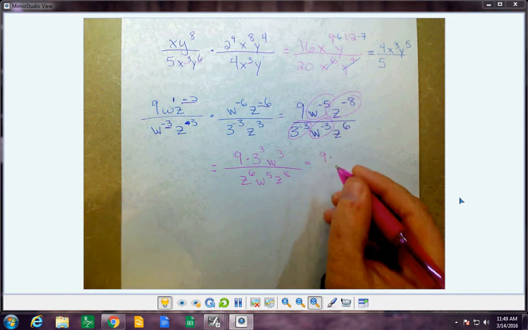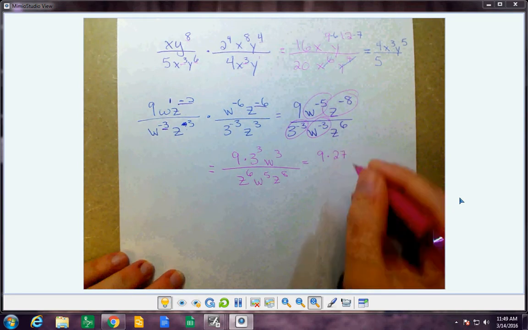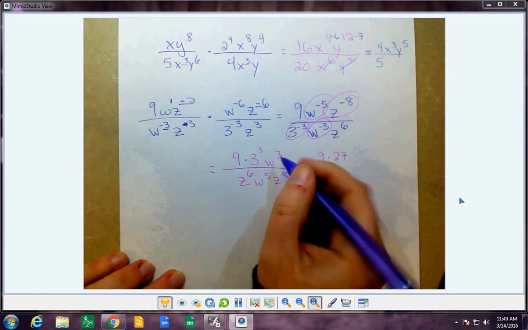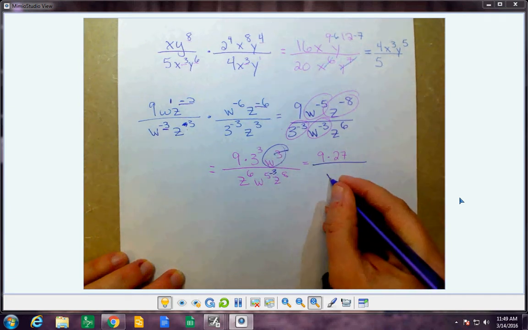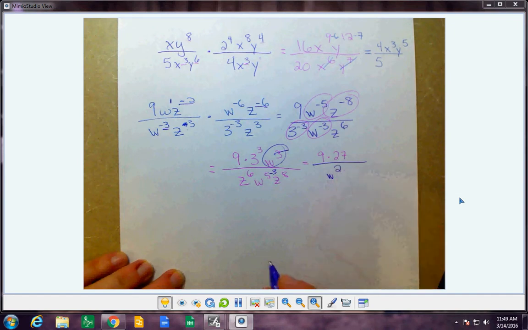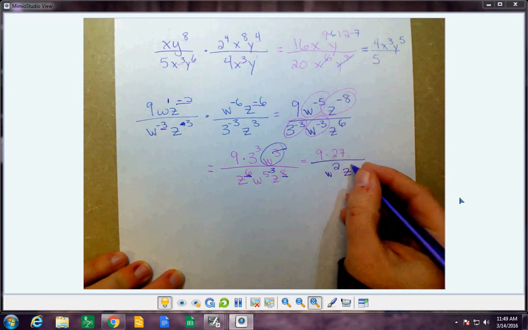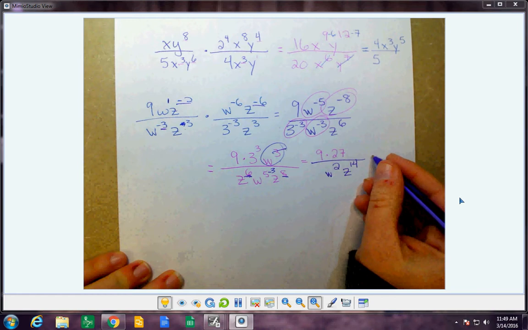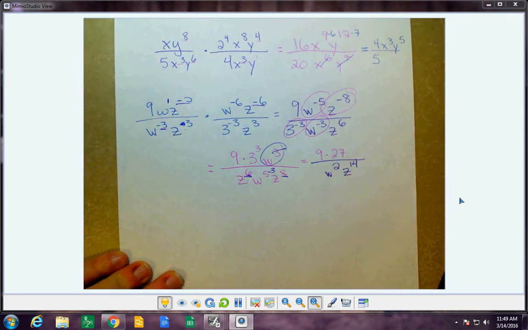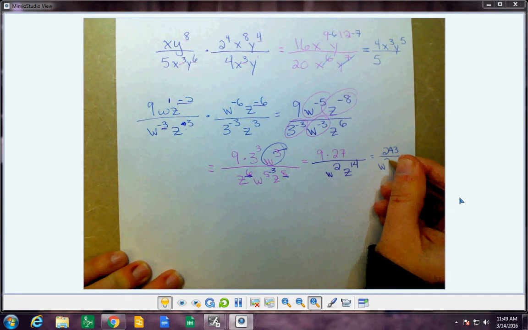So let's see, what is 3 to the 3rd then? That's going to give me 27, so I have 9 times 27. And now I'm going to look at my w's. These 3 cancel out with these 3 w's. So I'm left with 2 of them on the bottom. 5 minus 3 is 2. And the z's, I can add these together. 8 plus 6, I have 14 z's. And then I take on the top, final simplification, 9 times 27, which is 243 over w squared z to the 14.